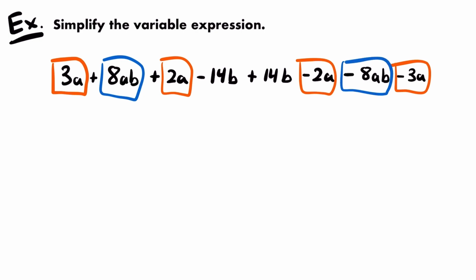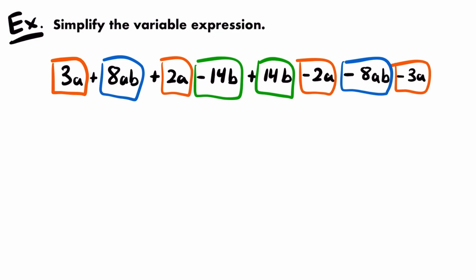But then finally, we have these two terms, negative 14b and positive 14b. Both of them have the same variable part of b, so they are like terms. So I'll box those in as well. We can add those two terms together. Okay, so now we've identified all of the like terms that we have. Now let's actually combine them.